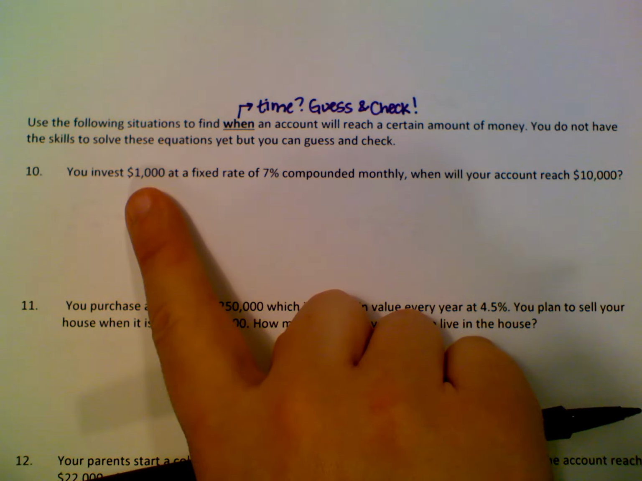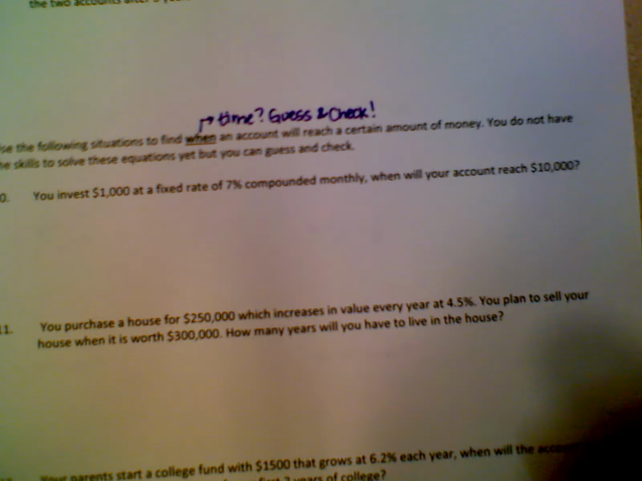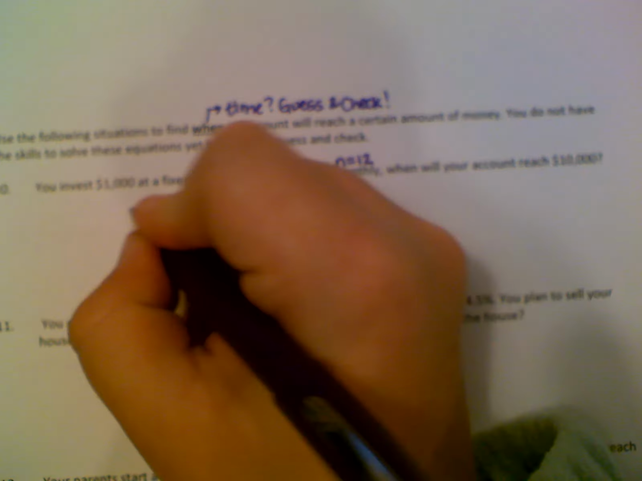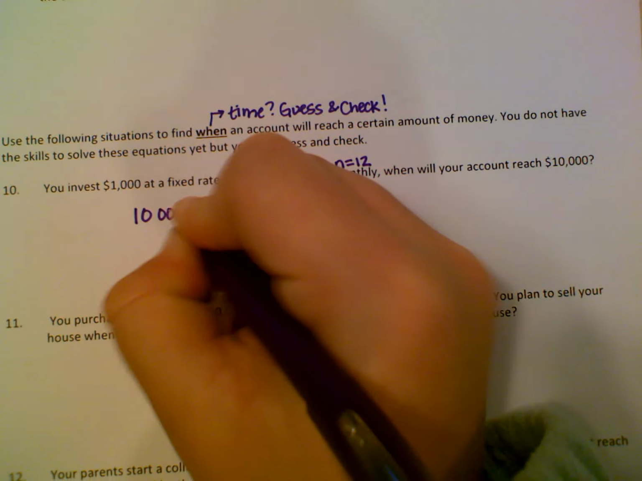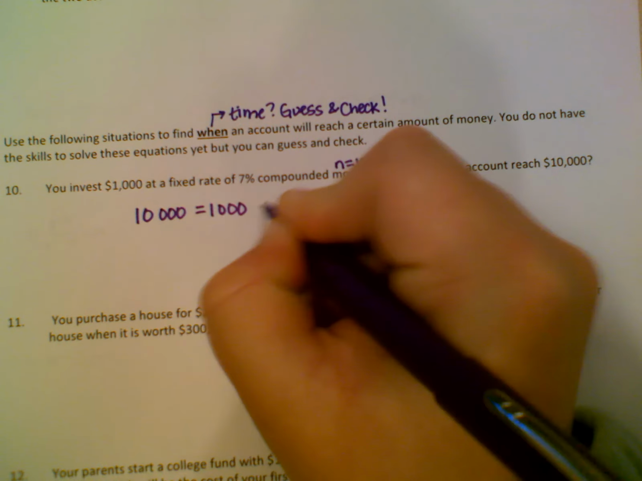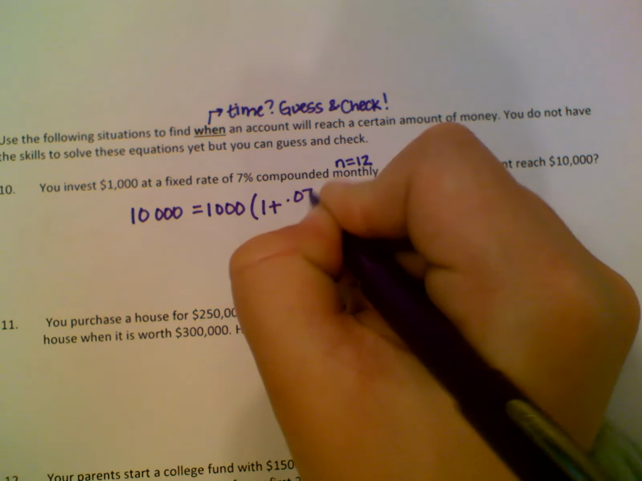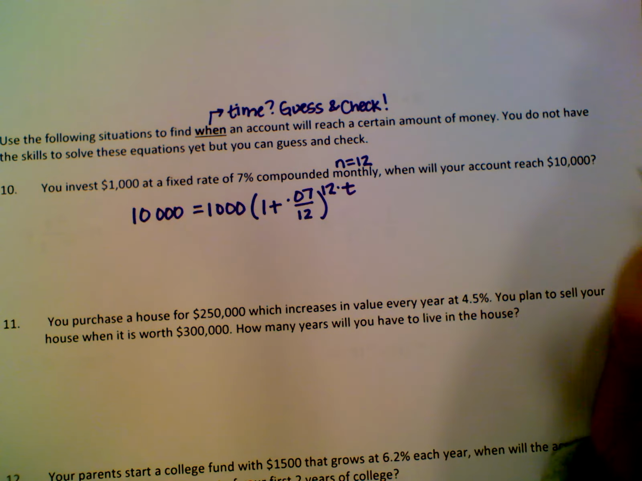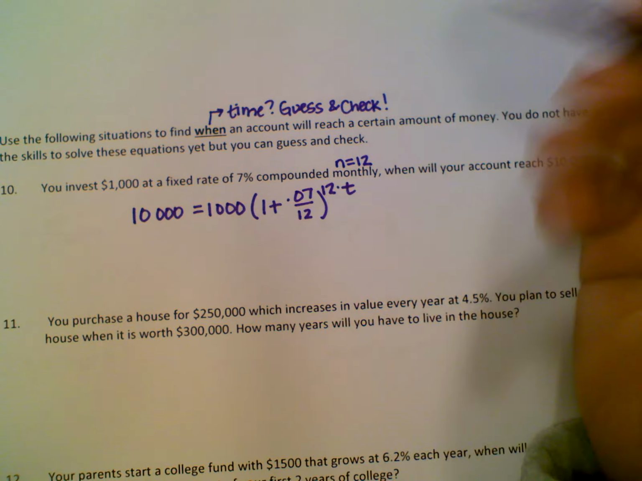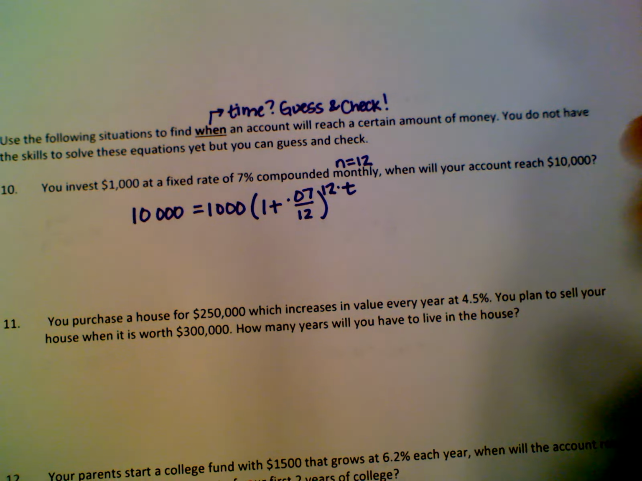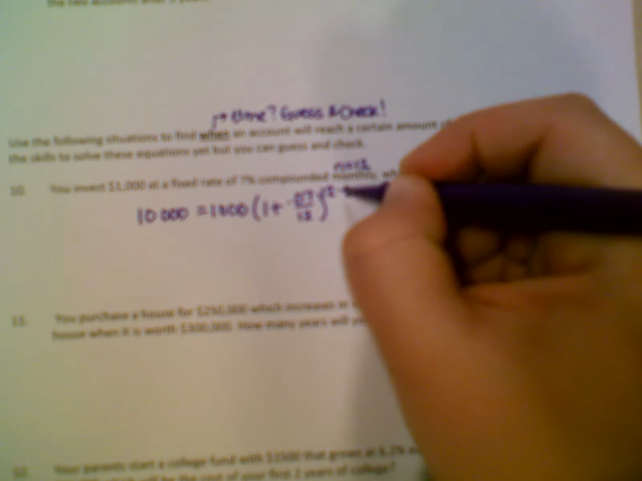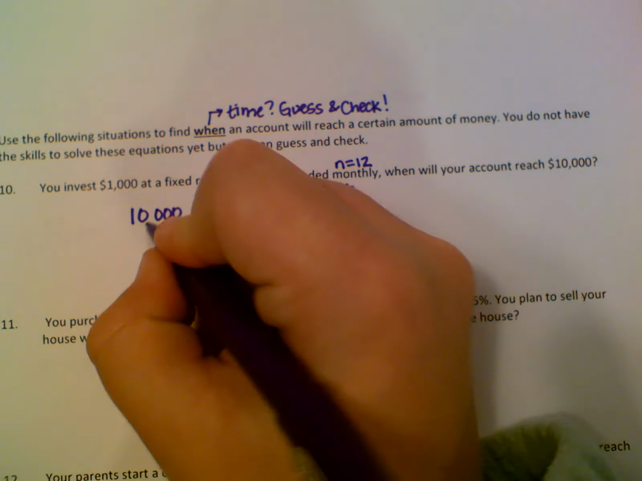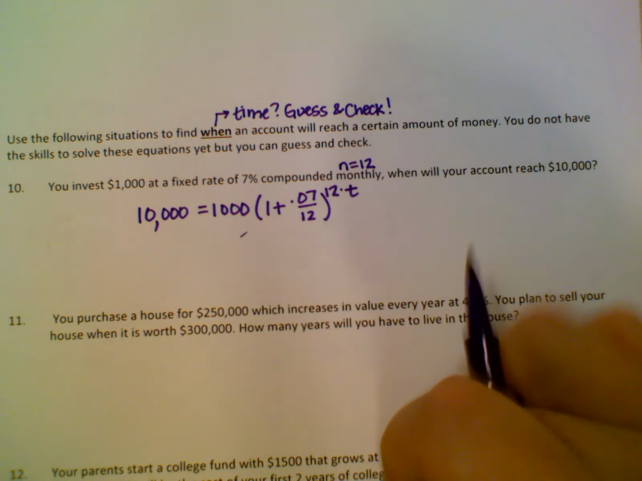So for example, this first one, you invest $1,000 at a fixed rate of 7% compounded monthly. Monthly is 12. When will your account reach $10,000? So we want to know, when does the equation equal $10,000? So you're going to set up your equation. And you're going to plug in values of t. So you're going to pick time. You maybe pick 10, maybe pick 100, I don't know, wherever you want to start at. Plug in time values and see if you can figure out how long it will take in this situation for 1,000 to reach 10,000, all right? So those ones are slightly different.